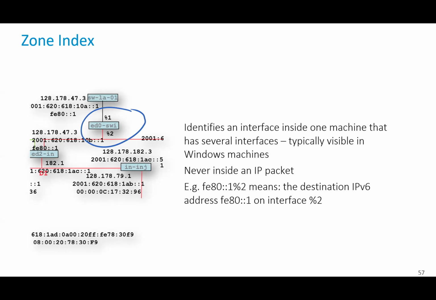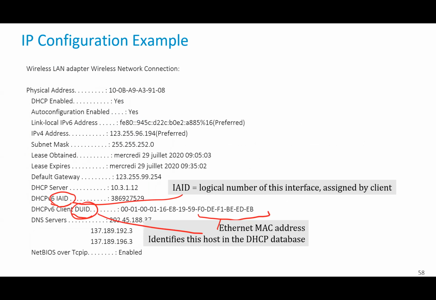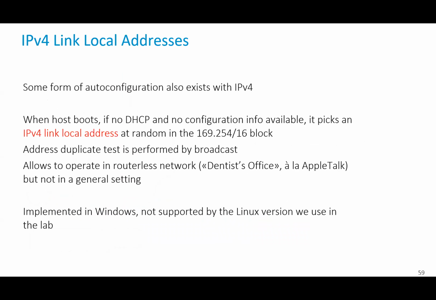So on Linux, this is solved by putting in the routing table the name of the interface, eth0, eth1, etc. On Windows, it is solved by adding %1, %2 to the address itself in the routing table. So you will see next hop is this address, FE80::1%2. It means on the second interface. Well, those are all the ugliness that we might see.